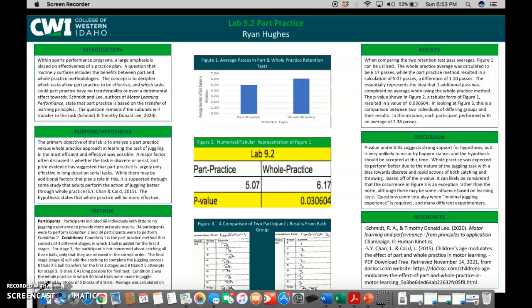Now, the method in which we carried this out was that we took 68 participants, all of whom stated they have little to no juggling experience, and obviously we want to do this to provide our results with more accurate data. 34 of these participants were going to perform condition 1, and the next 34 participants were going to perform in a group that performed condition 2. Condition 1 was the part practice method.